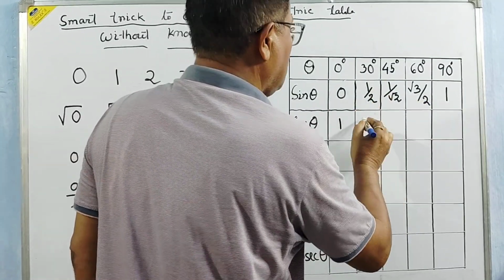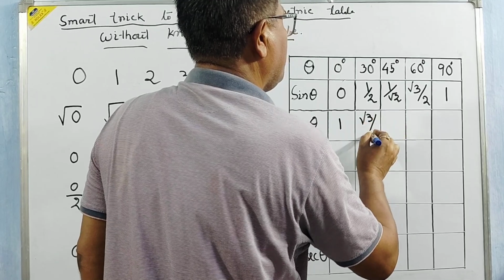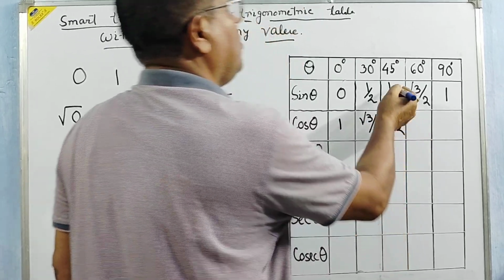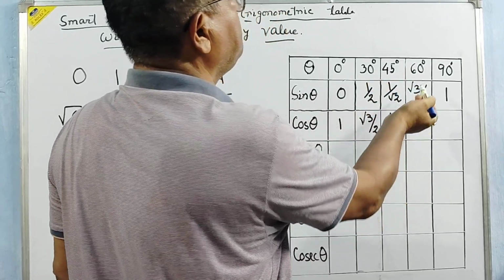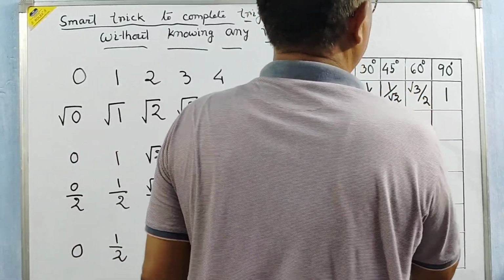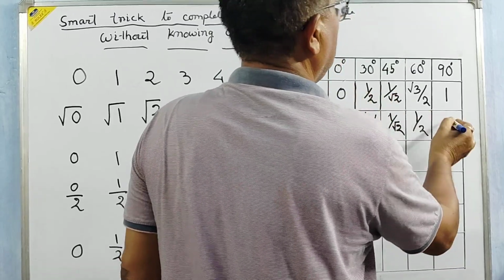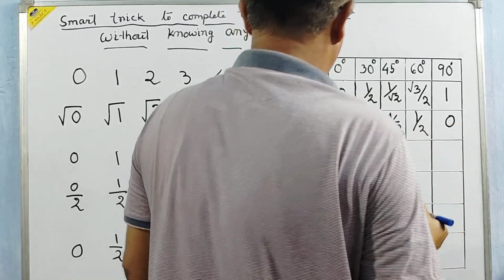Now we write against cos the value of sine 90 degree in 0 degree, which is 1. Now 60 degree for 30 degree, then for 45 degree we write 1 by root 2, and for 30 degree we write half, and for 0 degree this one is 0.